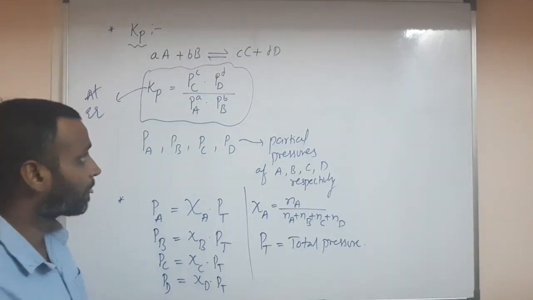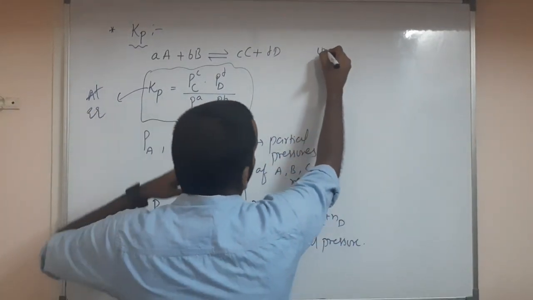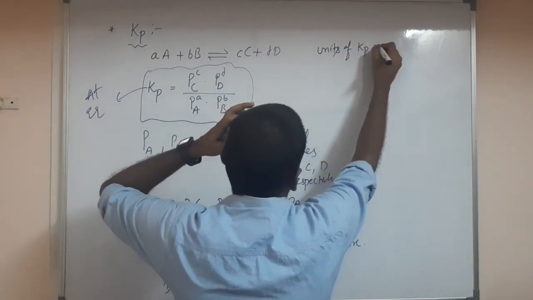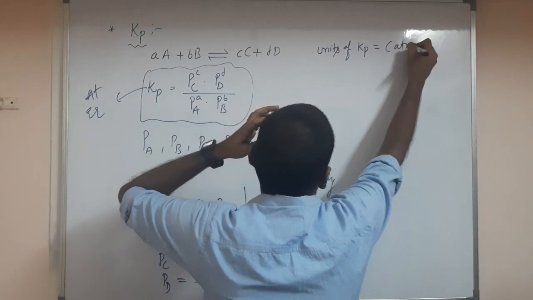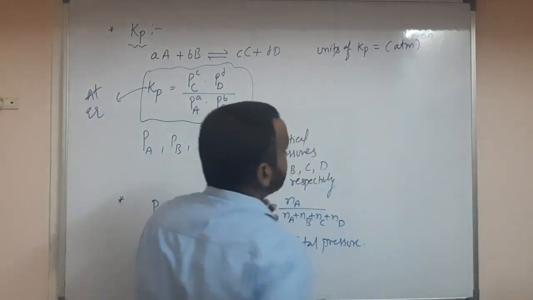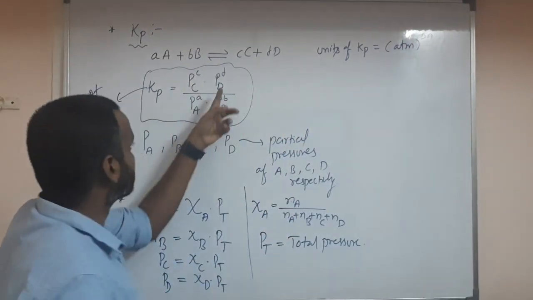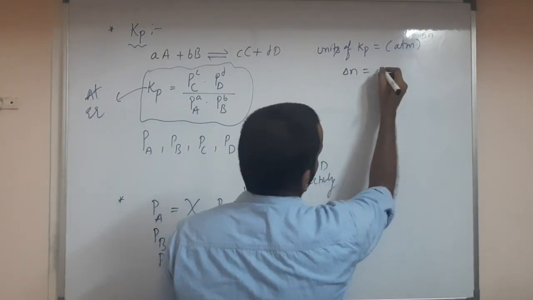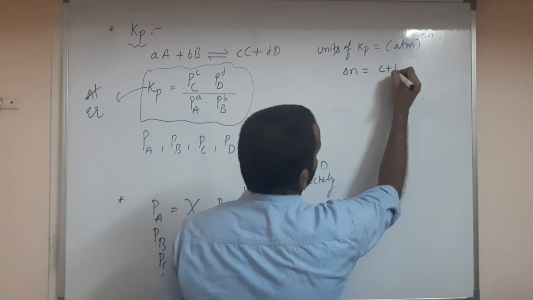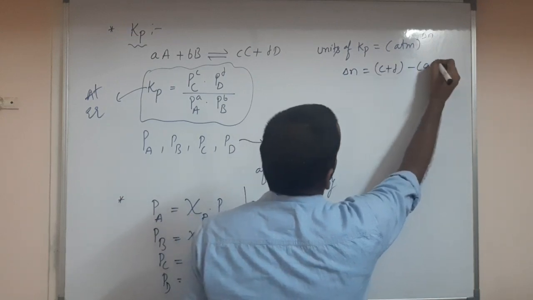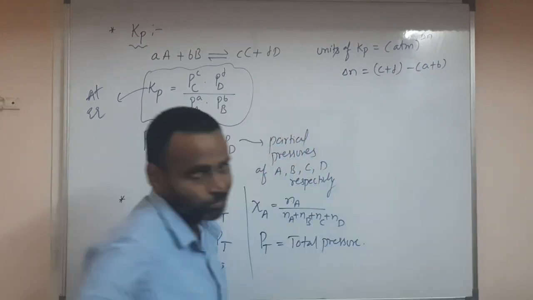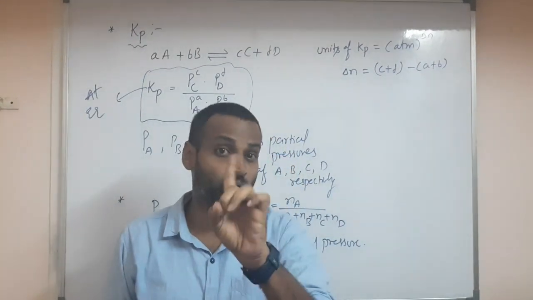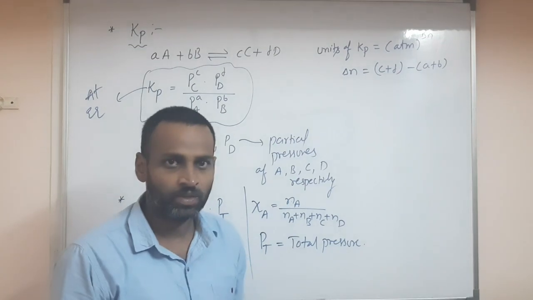Hope you understood. Okay, so again, units. Units of Kp is atmosphere to the power delta n, because pressure's unit is atmospheres. Same story, delta n will be (c plus d) minus (a plus b). They should be gaseous. Otherwise, for solids you have to take the number of moles as unity. Remember this one. Got it, everyone?